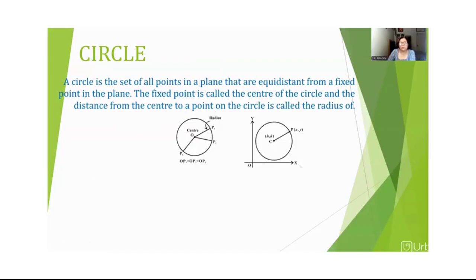Now see, what does the definition say? We have a fixed point. When we talk about the fixed point, that means it is a point which is given in the definition itself. It will be a known point, right? So let us assume that the known point is h comma k. It is a fixed point whose coordinates will be known to us. It is a point in a two-dimensional plane.